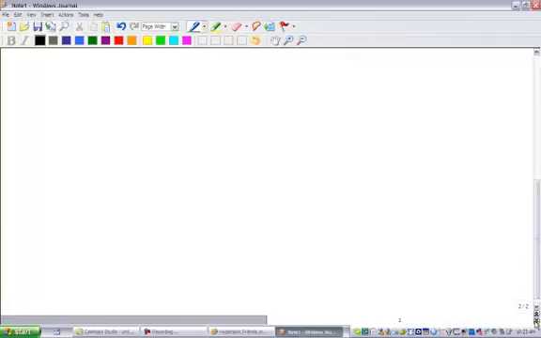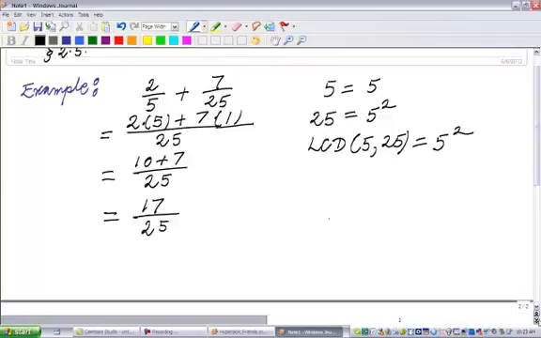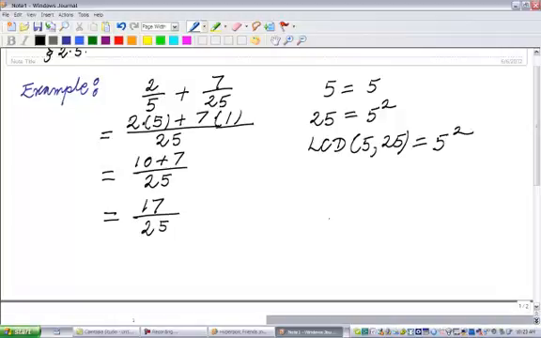May I ask you about why I wrote 7? Okay. I have the numerator 2 and the numerator 7, right? So the numerator 2 will be multiplied with a number, and numerator 7 will be multiplied with a number. What numbers go in the parentheses? You divide the common denominator by each of the denominators. So when I divide the common denominator 25 by 5, I get 5. So 5 goes here. When I divide 25 by 25, I get 1. So that's why 1 goes here. Okay?